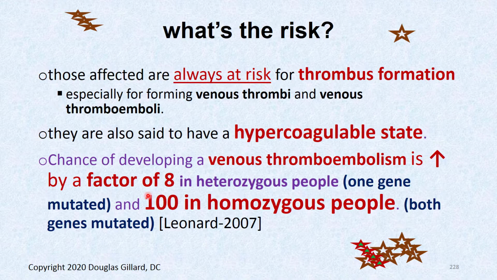People are in big trouble if mom and dad both gave them the mutated gene. They're 100% at risk, or 100 times above the average person at risk for clotting. They will clot at some time in their life.